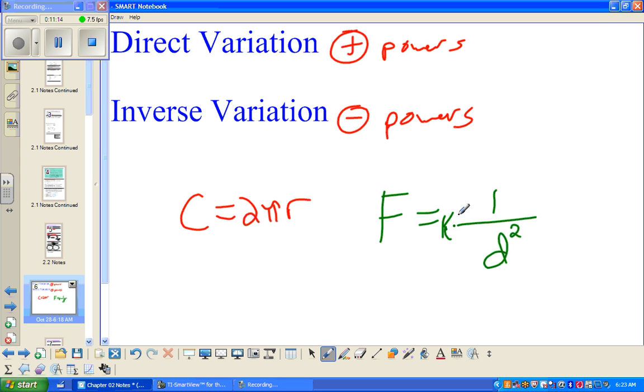So those are just a couple examples, but the biggest thing is if I use the word inversely, then you're putting the variable on the bottom. If I don't, then you're putting it on top.